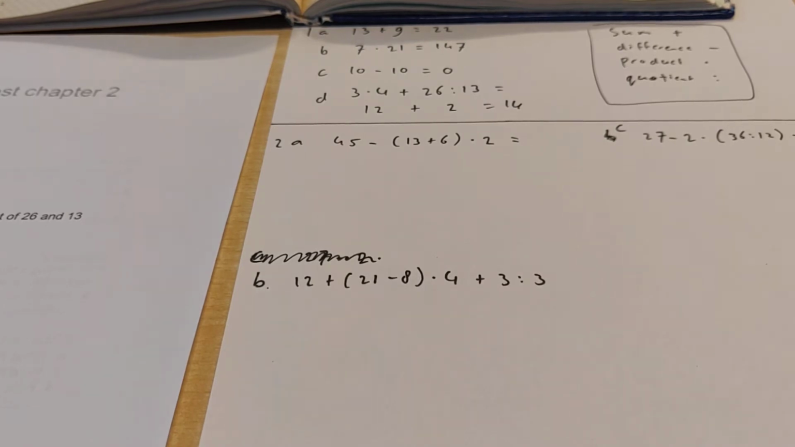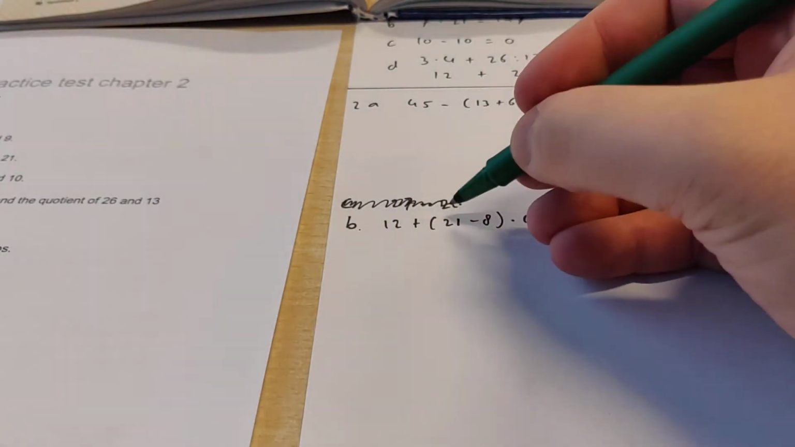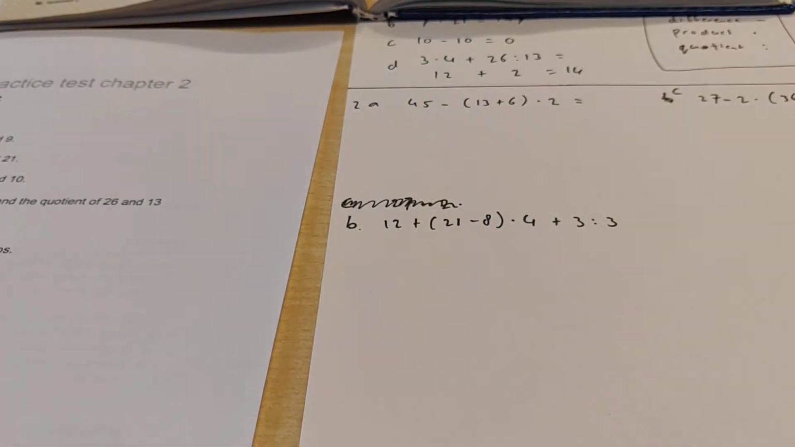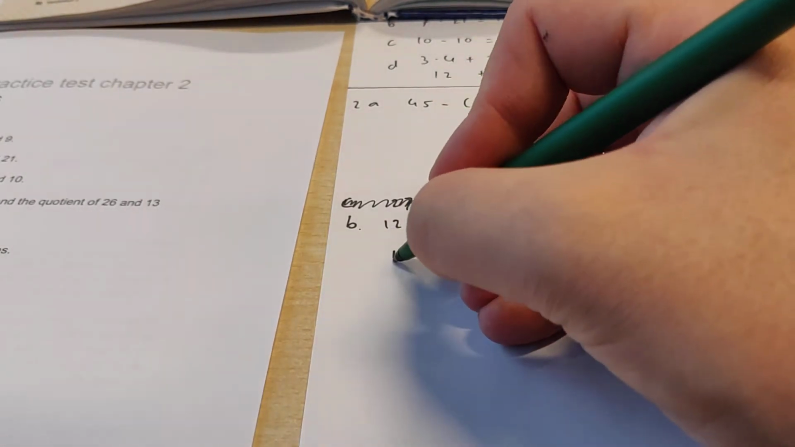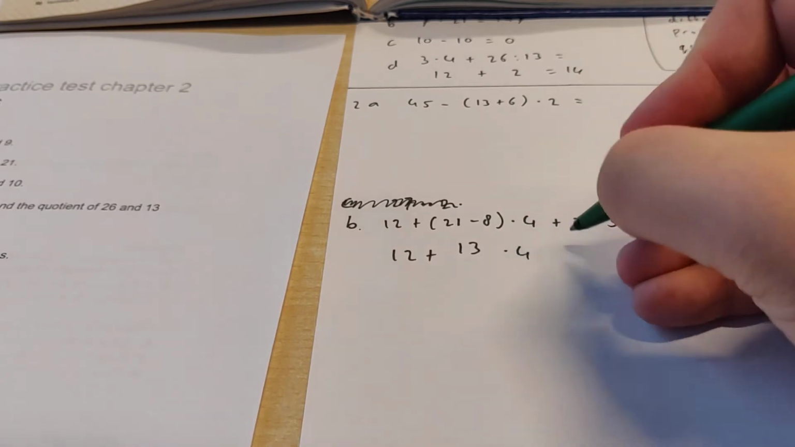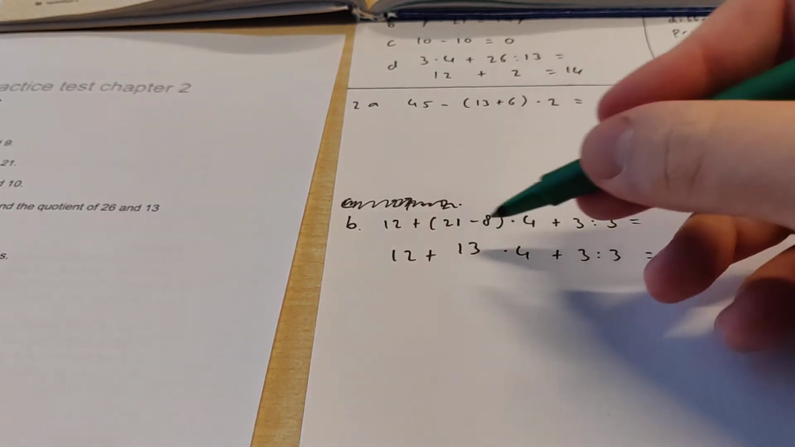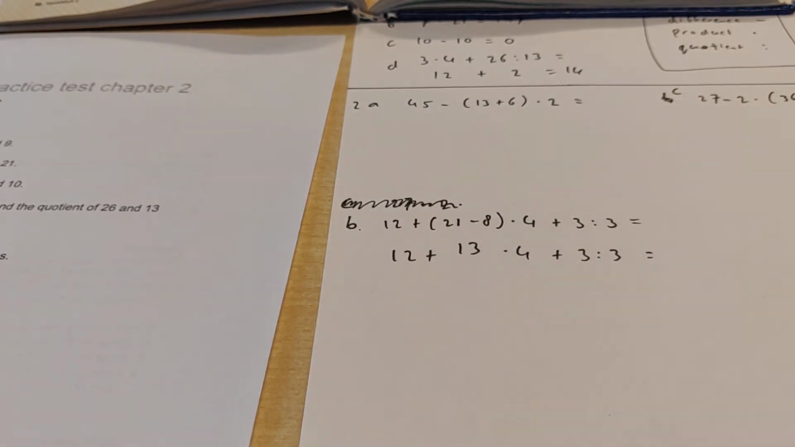Okay, so you need to know the order of operations, otherwise you can't really do this, right? And the order of operations says that first you have to calculate something in brackets. So we're going to do 21 minus 8, so that's 13, and then I just copy the rest. It's very important that you just do it step by step, and each time you just write the rest down. Okay, so these are called intermediate steps. You write down all the steps that you do.